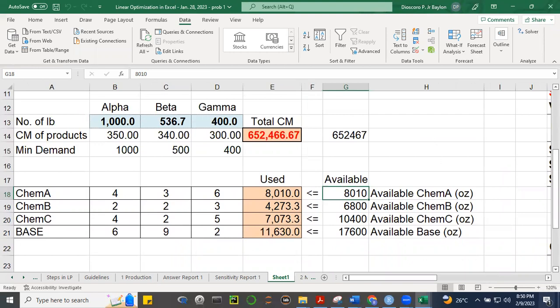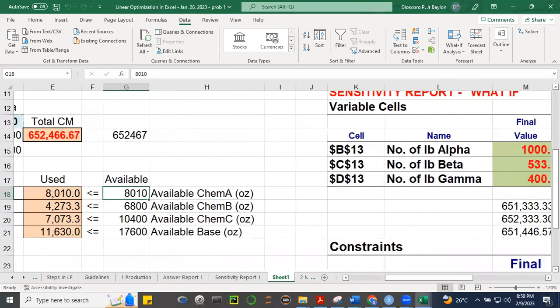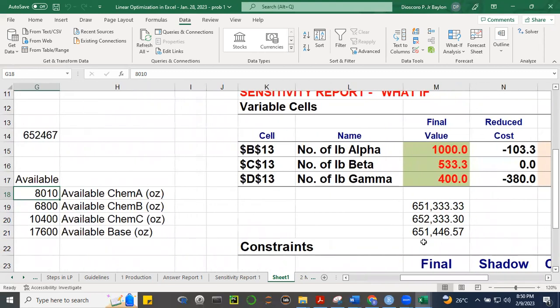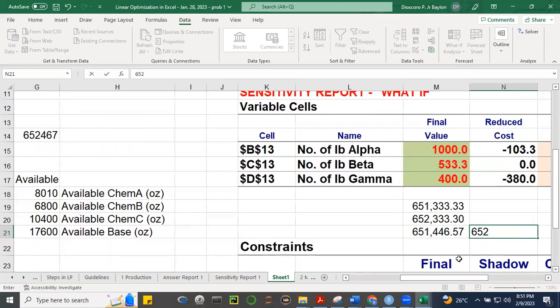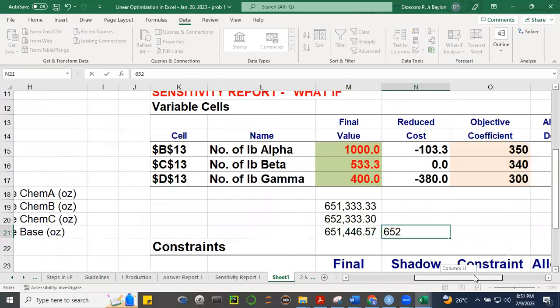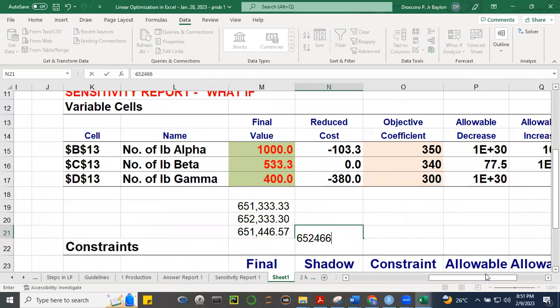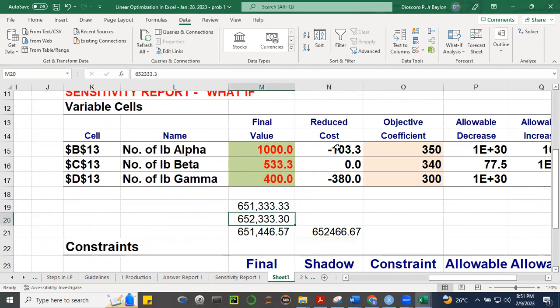Record ulit natin to: 652,466.67. Sulat lang natin yung mga nangyayari, no? 652, 466.67. Yan ang rina-record ko, class, ha? Ito yung tinatanong ko sa inyo sa reduced cost. You're supposed to figure that out, no? Ito naman, ano to? Yung range of feasibility natin.